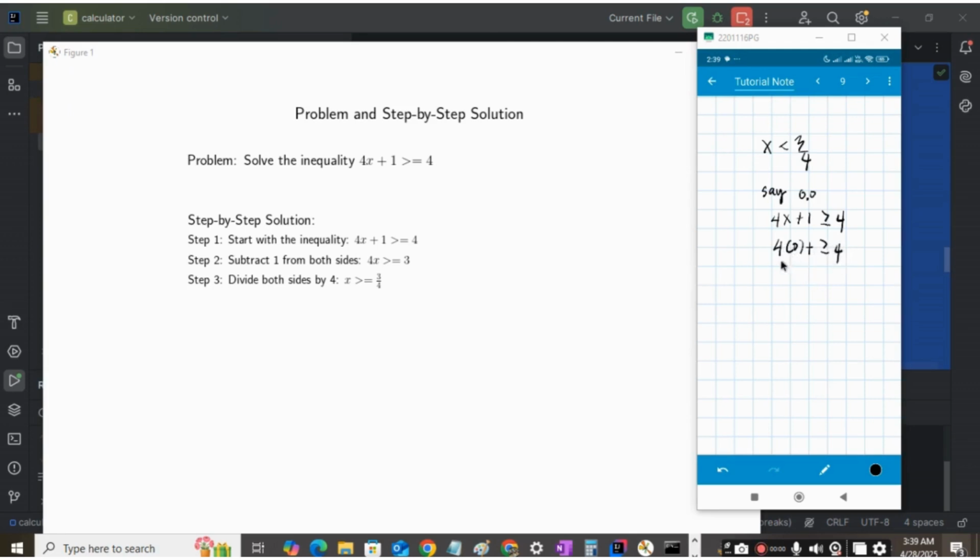4 multiplied by 0 is nothing. So we have something like 1 greater than or equal to 4. This time this is false. 1 can never be greater than 4, and 1 is not equivalent to 4. So it's false simply because we have assumed a value that is less than 3/4. So indeed, we have verified that our solution, x greater than or equal to 3/4, is the correct solution.